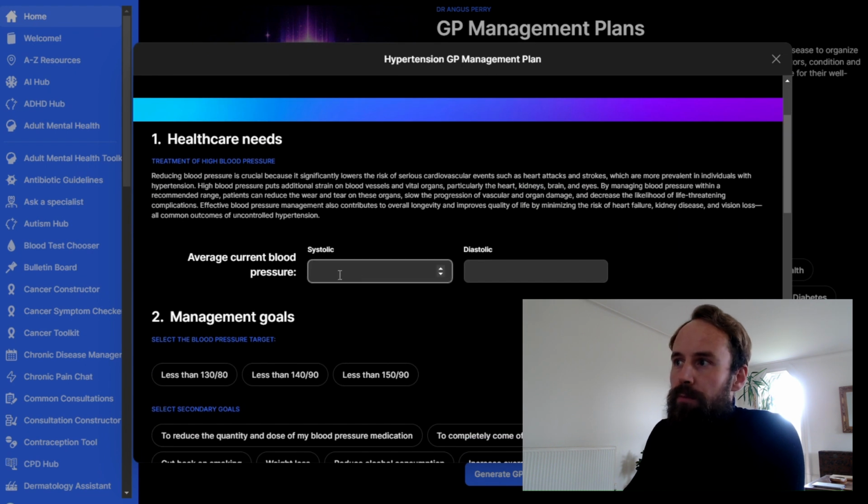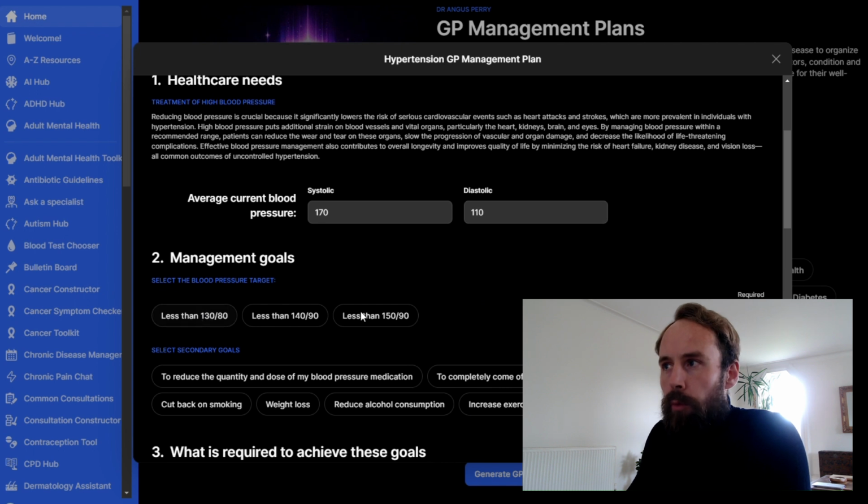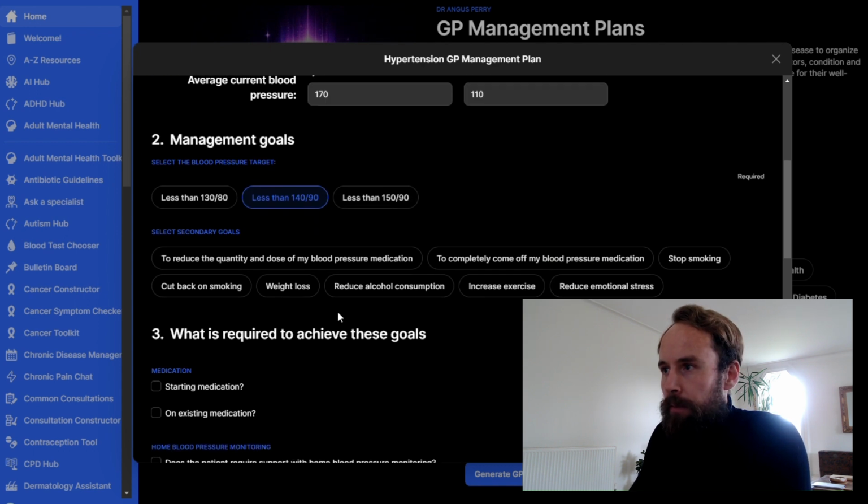First, you put what their current blood pressure is. So let's say it's currently 170 over 110. And then what is their target? It depends on how tightly you want to control it, but let's just say for this patient, we want it to be less than 140 over 90.